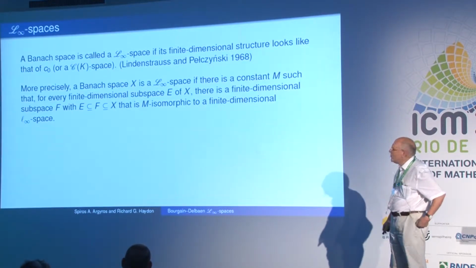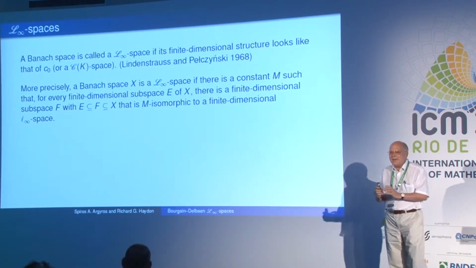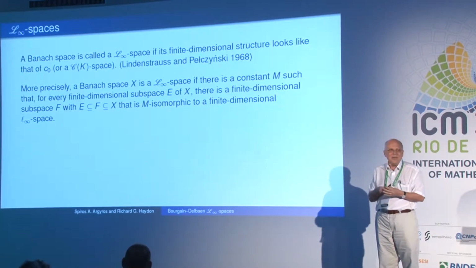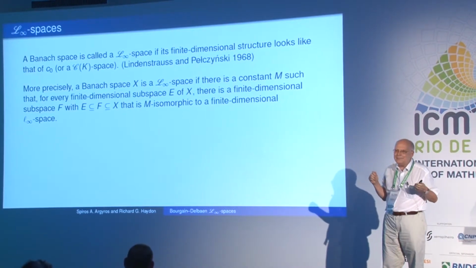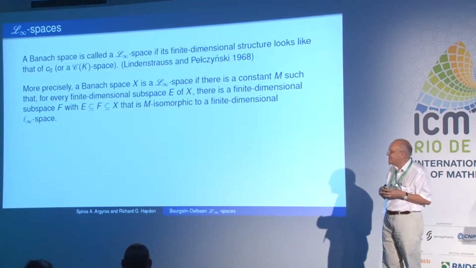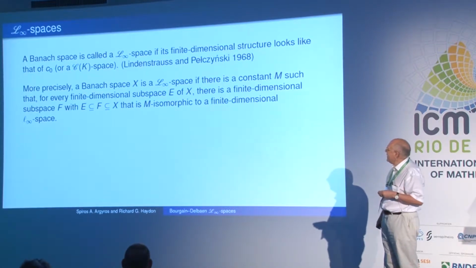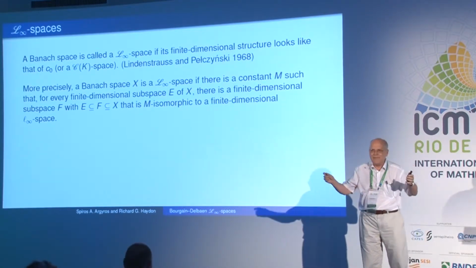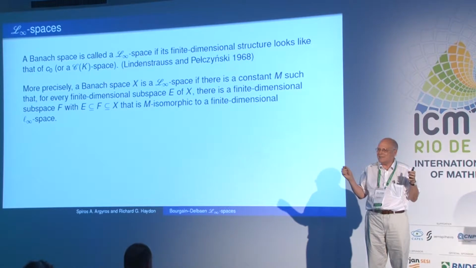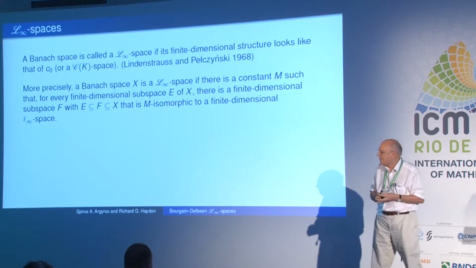So here's a more precise definition of what a script L infinity space is. It means that there is a very rich class of finite dimensional subspaces which, up to a constant lambda, are just finite dimensional spaces with the little L infinity norm. Two Banach spaces are M isomorphic if there's an invertible linear operator between them, call it T, such that the norm of T times the norm of T to the minus 1 is at most M. So it's a measure of how far apart they are.